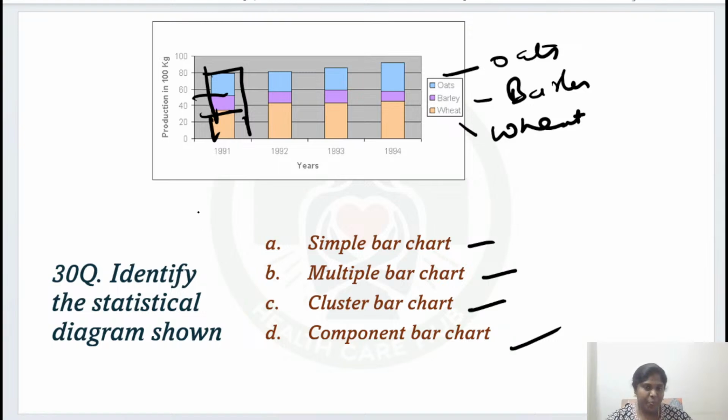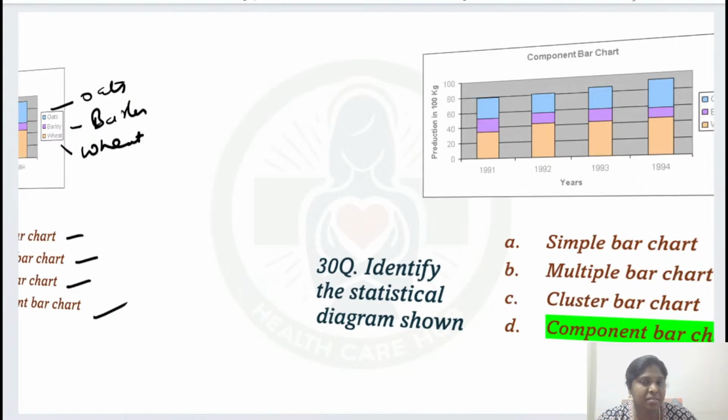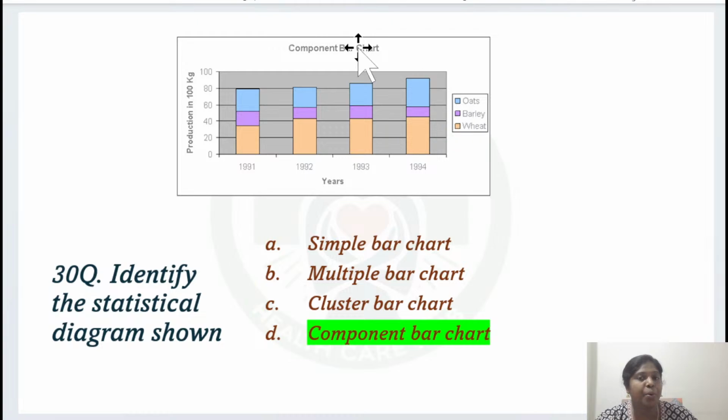Unnara line lo? So as I already told, there are 3 particular components they have marked. So this is called the component bar chart. Clear? So the 30th answer is component bar chart.